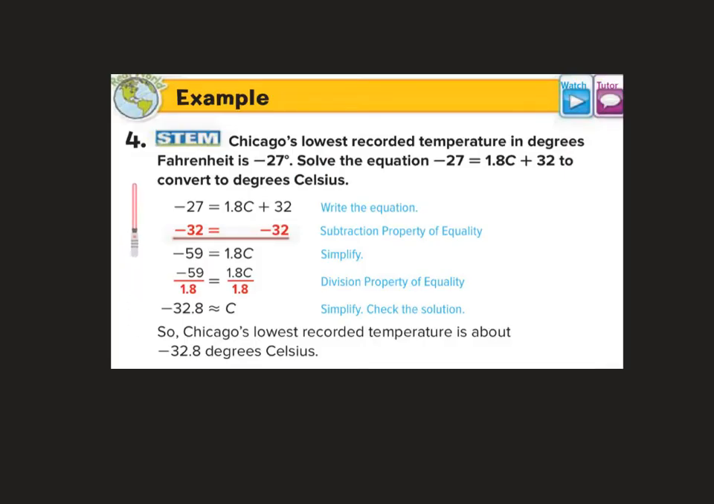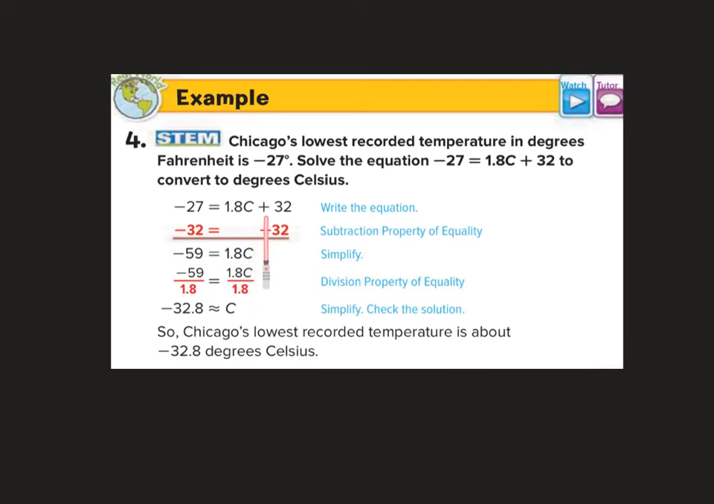For example 4, let's take a look at how this works in a word problem. Chicago's lowest recorded temperature in degrees Fahrenheit is negative 27 degrees. Solve the equation negative 27 equals 1.8C plus 32 to convert degrees to Celsius. So our first step is to write the equation. Now we're going to go through the regular solution process.